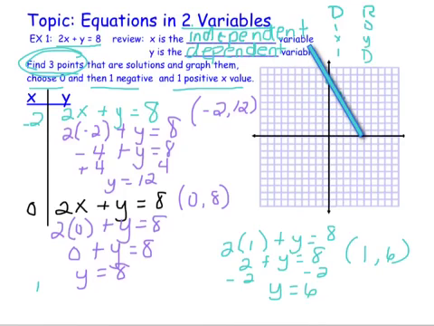All right, here's the deal. Your line has to have arrows at the end. All righty, good job, you guys.